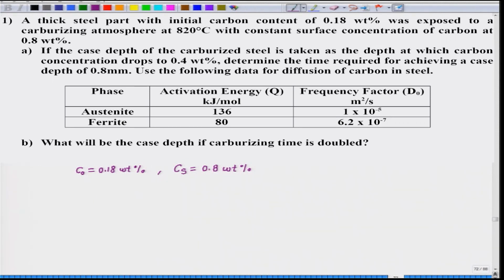Assume that molar volume and interdiffusivities are independent of composition. Interdiffusivity of carbon in steel should be considered here, and since the interdiffusivity can be assumed constant, we can use the solution that we have derived for the carburizing boundary conditions, that is the semi infinite boundary conditions. And since the problem states that the steel part is thick, it obeys the semi infinite boundary conditions.